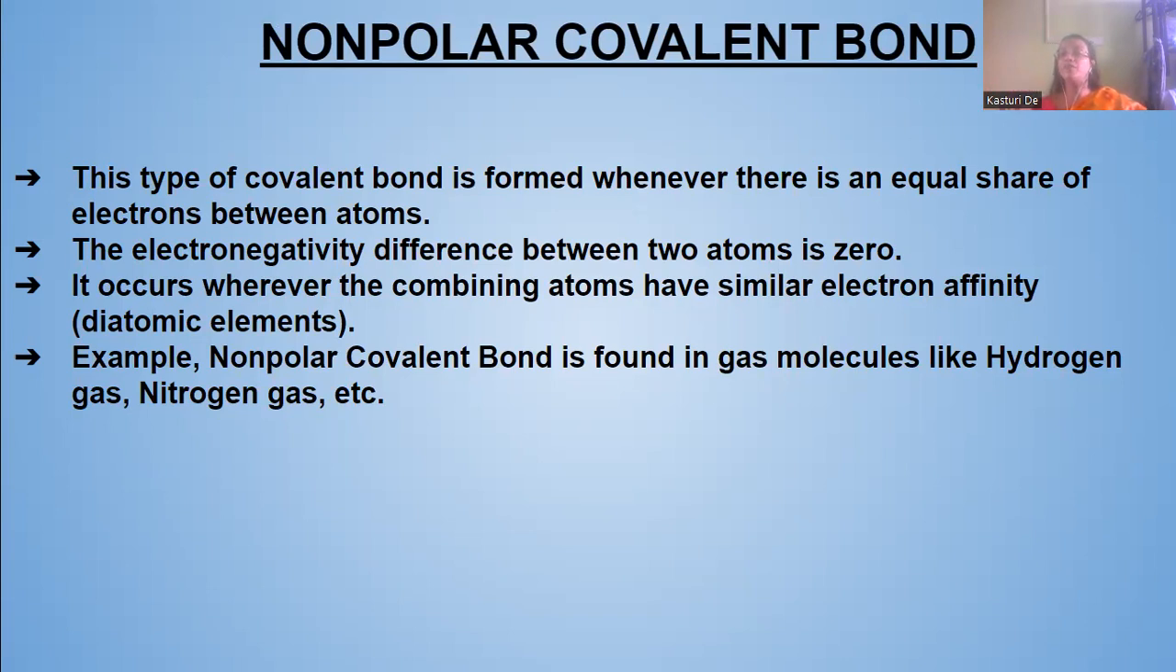It occurs whenever the combining atoms have similar electron affinity. Diatomic elements will have a similar electron affinity, like hydrogen gas and nitrogen gas. So similar atoms have a similar electron affinity between the two atoms. They are diatomic elements, like H2 for hydrogen and N2 for nitrogen gas. So diatomic elements will have the same electron affinity, and their electronegativity difference will be 0.